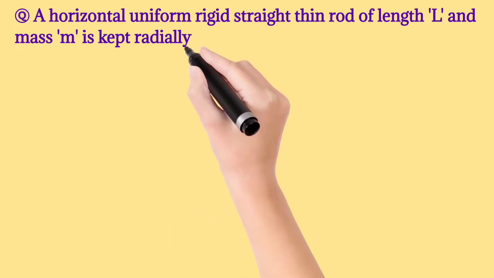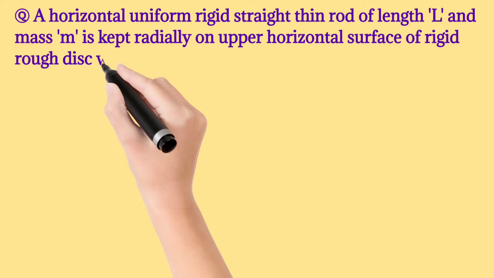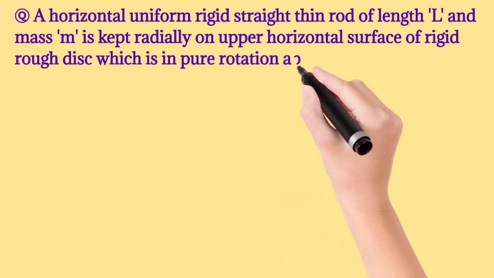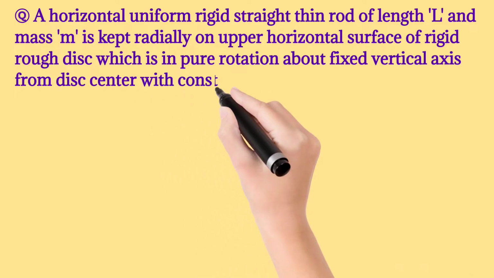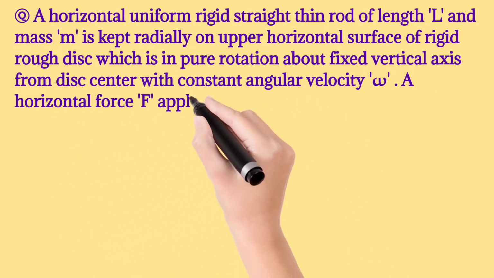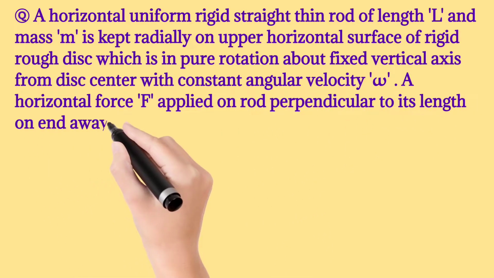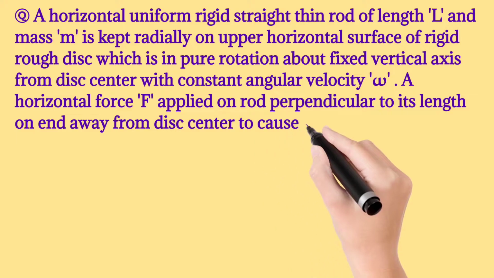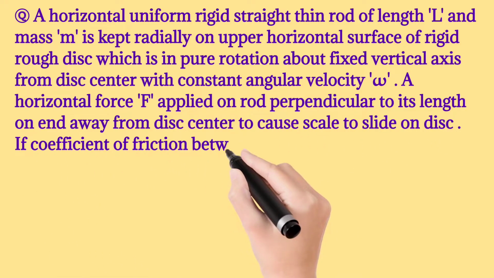The question is: a horizontal uniform rigid straight thin rod of length L and mass m is kept radially on the upper horizontal surface of a rigid rough disc, which is in pure rotation about a fixed vertical axis through the disc center with constant angular velocity omega. A horizontal force F is applied on the rod perpendicular to its length at the end away from the disc center to cause the scale to slide on the disc.